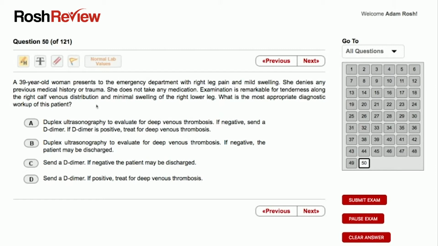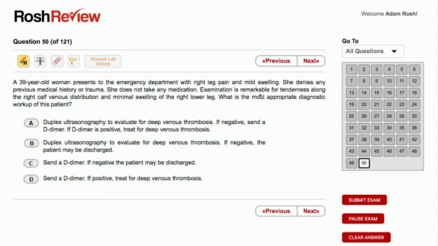All right. So this is a good question. It's a complex question and requires some knowledge of Wells criteria of how to manage deep vein thrombosis. So let's look at the question first and see what we could take out of this. So we have an otherwise healthy woman. She has no previous medical history or trauma, is not on any medications.